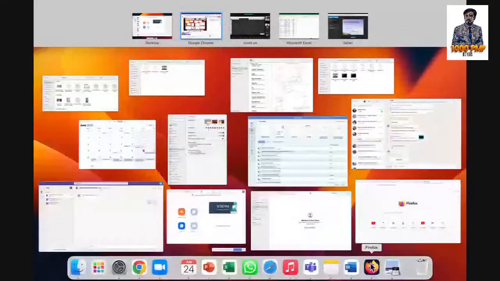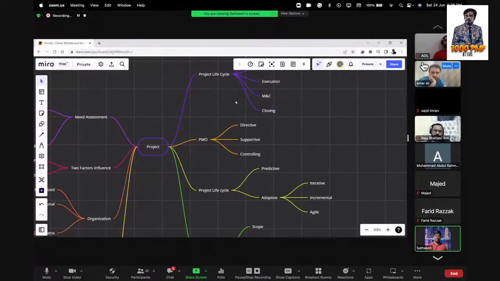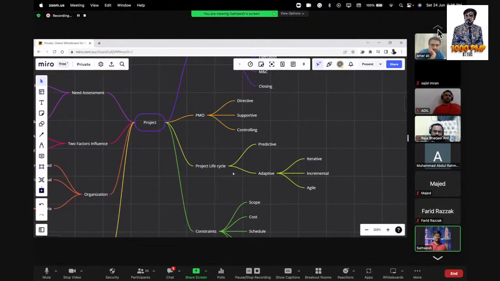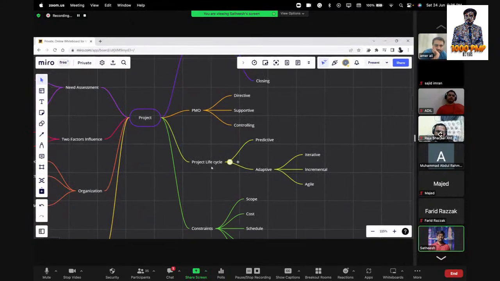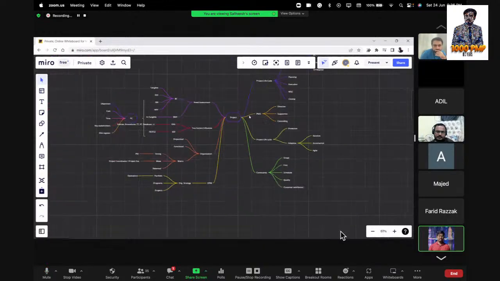Closing. Under initiation, we have a PC, project charter, assumption log, and stakeholder register. And we have PMO: directive, supportive, and controlling, three types of PMOs. And we have a project life cycle: predictive, adaptive, and under adaptive, iterative, incremental, agile. Then we have project constraints: scope, cost, schedule, quality, and customer satisfaction. These all come under constraints.